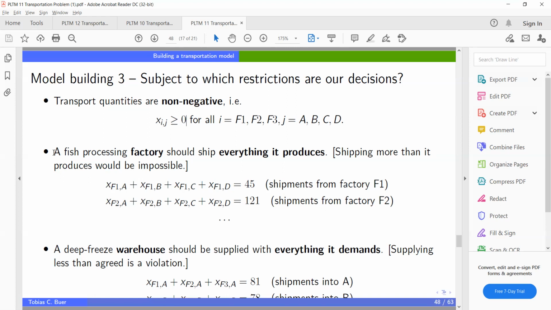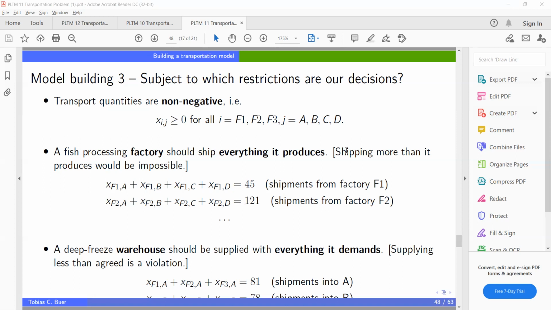And we need to add more constraints. One constraint is that a fish processing factory should ship everything it produces; it cannot ship more than it produces. This would not be possible. So let's look at the factory F1. We only look at the factory F1 now.